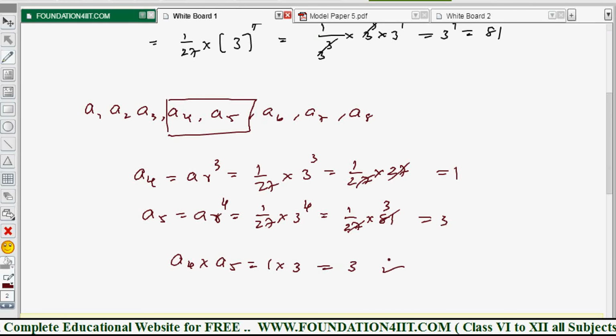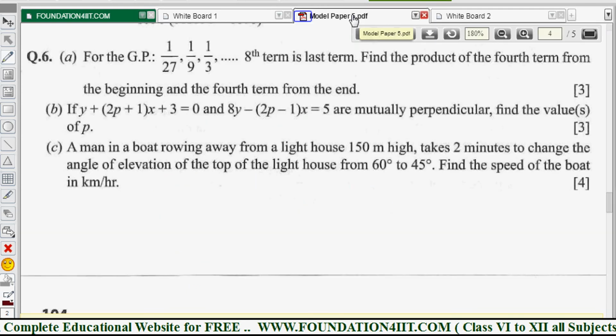So the answer is 3. Actually we can use A into L, the first number and last number. If you multiply them, the same 3 will come. That is also a formula you can use. And the fourth term from the end is the fifth term. That's why A4 and A5 multiply. So the answer is 3. Now let us see the next one.